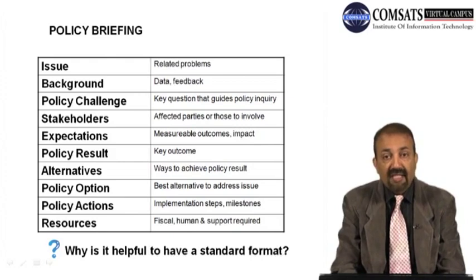Then there would be a few expectations related to the development of that policy, and these expectations could be described in the measurable outcomes or the impact of that policy. Then policy results. Policy results would be related to the key outcomes or the key products of that policy. Then how about the alternatives? Alternatives are actually the ways to achieve policy results.